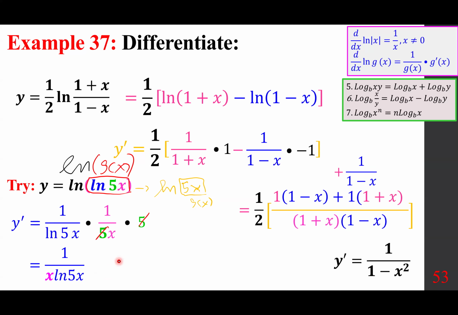I'm going to recap this question to make sure everybody's comfortable with that. One more time. How do you differentiate this? In this case, the argument of natural log itself is a natural log. So this natural log of 5x entirely is the argument for this ln, so 1 over that, 1 over ln of 5x. Now take the derivative of ln of 5x, which is 1 over 5x times 5.